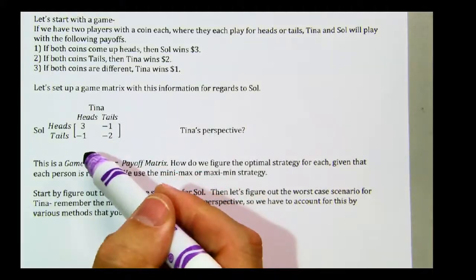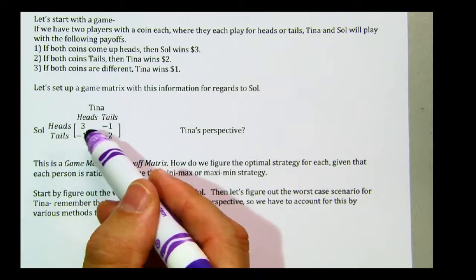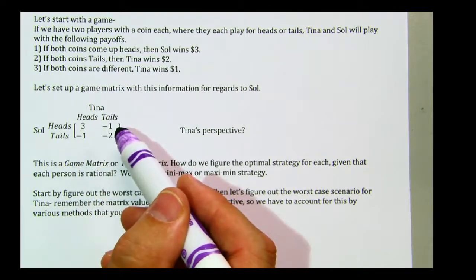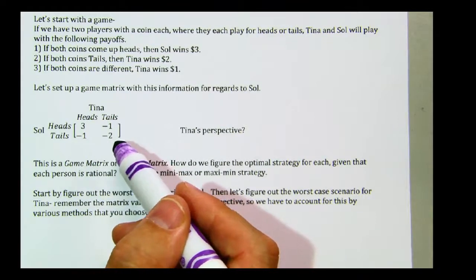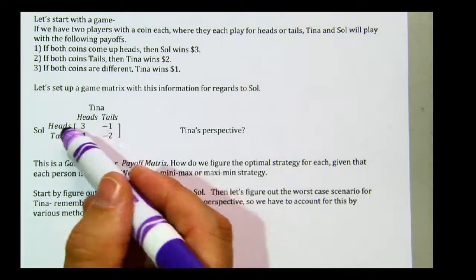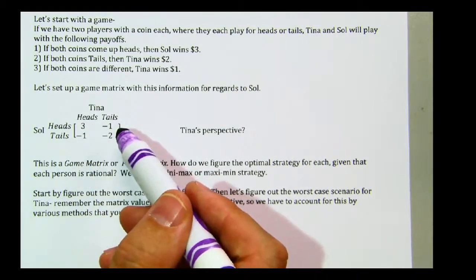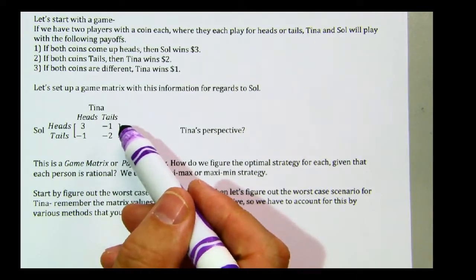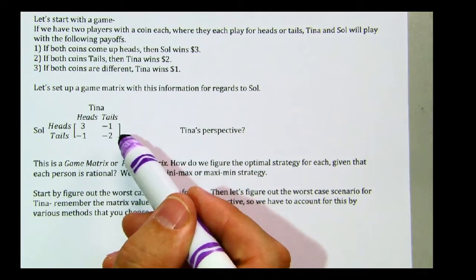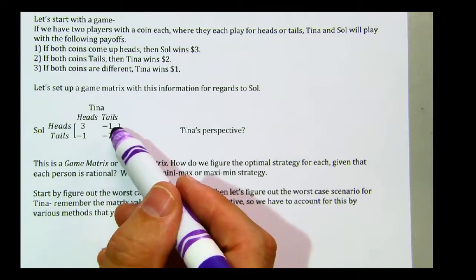So if we look at this a little bit, let's look from Saul's perspective. If he plays heads, he can either win 3 or lose 1. If he plays tails, he can lose 1 or lose 2. Well, what is he going to do? It makes most sense that he would play heads most often. In fact, probably play heads all the time, because why would you want to lose? Here, the worst case scenario is that he loses $1. Here, the worst case scenario is he loses $2. His best case is losing $1. So yes, he'll probably play heads all the time.